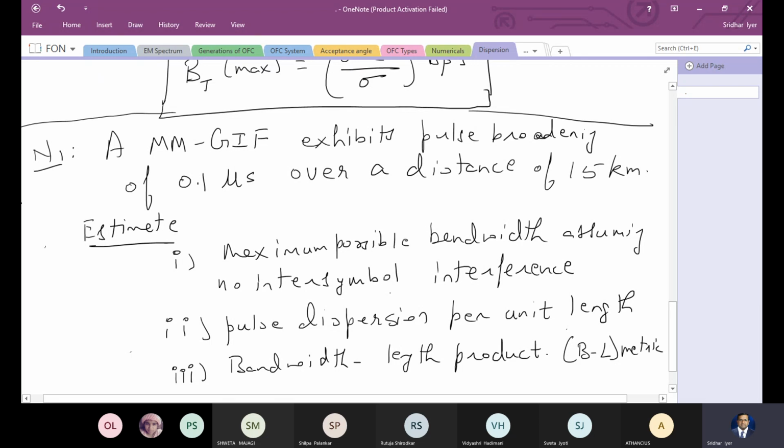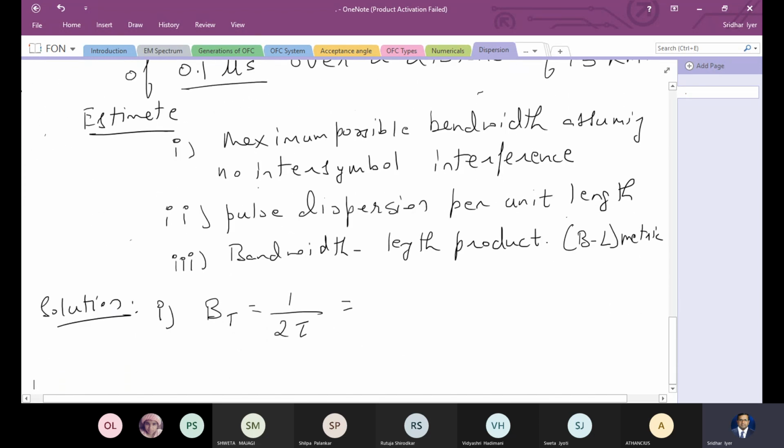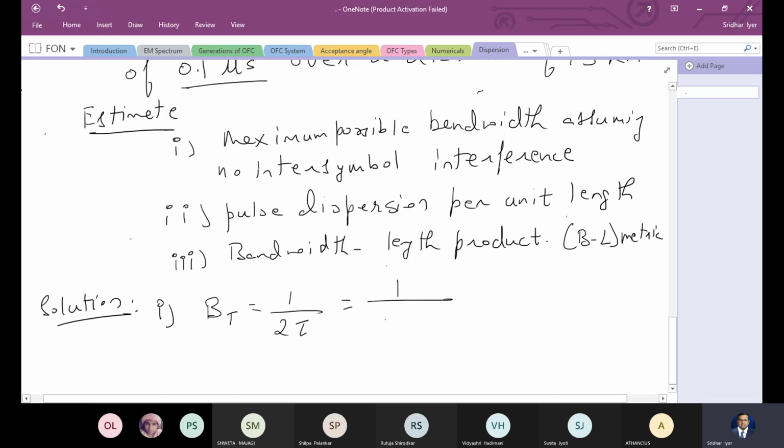I think we were not given the value of tau. We are given. It says it exhibits a pulse broadening. So your pulse broadening is 0.1 microseconds. So 1 by 2 tau here will become 1 by 2 into 0.1 into microseconds, so 10 raised to minus 6, and the units here will be second. So this will become 1 by 0.2 into 10 raised to minus 6, and the units will be second inverse.